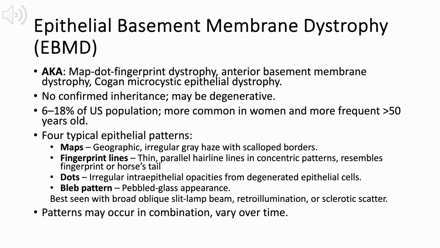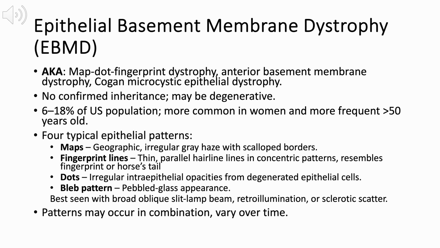There are 4 characteristic epithelial patterns. The map pattern presents as a geographic, irregular gray haze with scalloped borders. The fingerprint lines appear as thin, parallel hairline lines in concentric patterns, resembling a fingerprint or horse's tail. The dot pattern is made up of irregular intraepithelial opacities from degenerated epithelial cells.